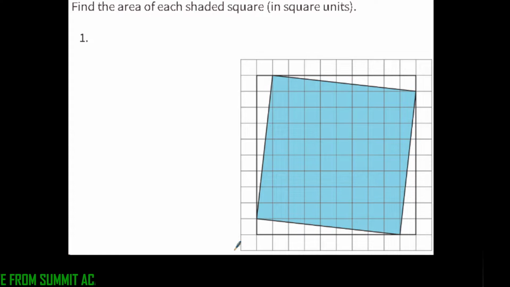On the next part, it says find the area of each shaded square. So we're talking about this blue shaded region is what we're trying to find. There's going to be a couple parts to this, so I'll lead you through the first one so you can see how to do it. What do I notice? I notice that it's on a grid, so I can count each of these square units.